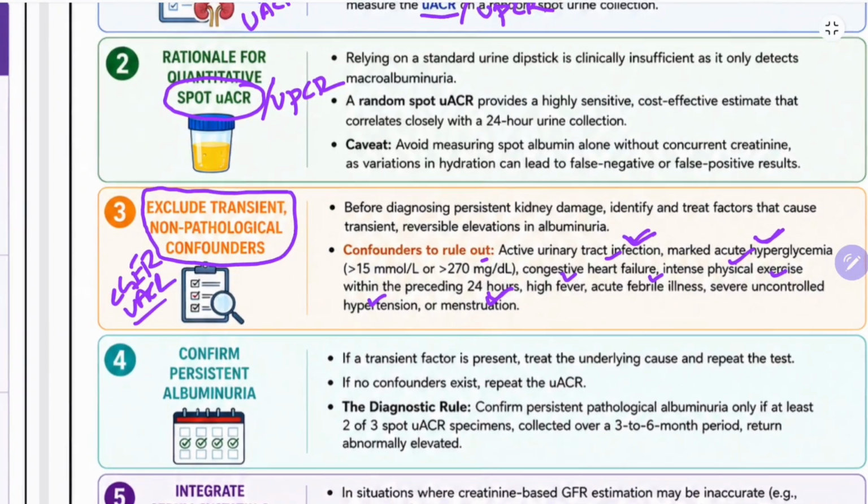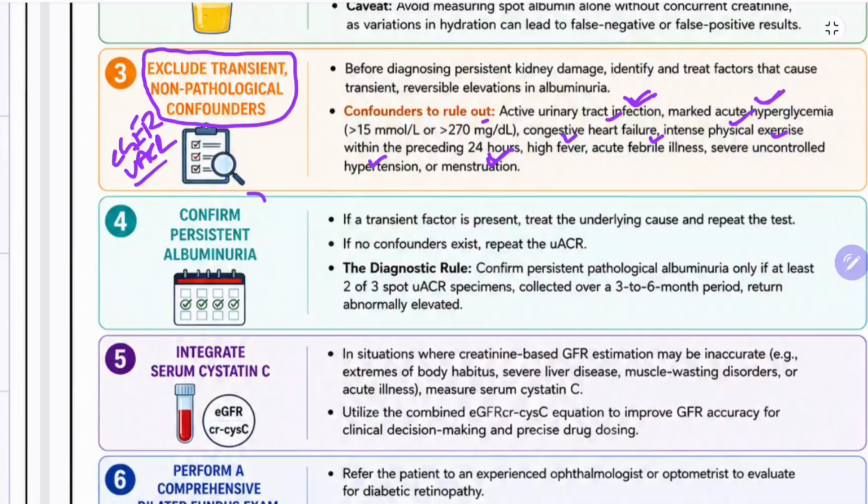So you have collected the samples. Now confirm the persistent albuminuria. How do you confirm? Take 2 samples 3 months apart. 3 months apart. That is one.